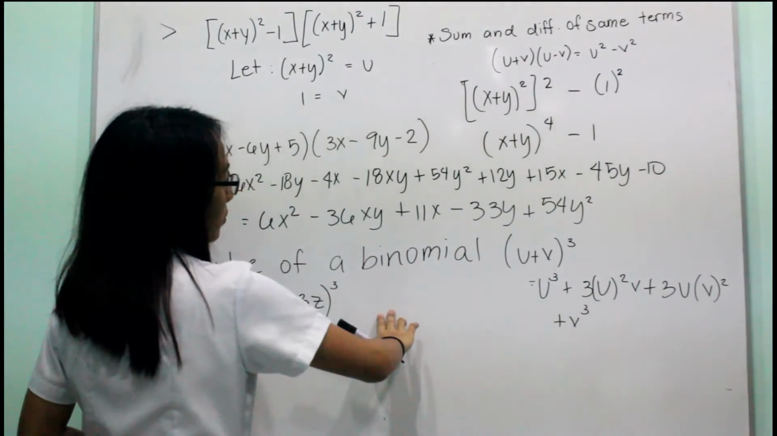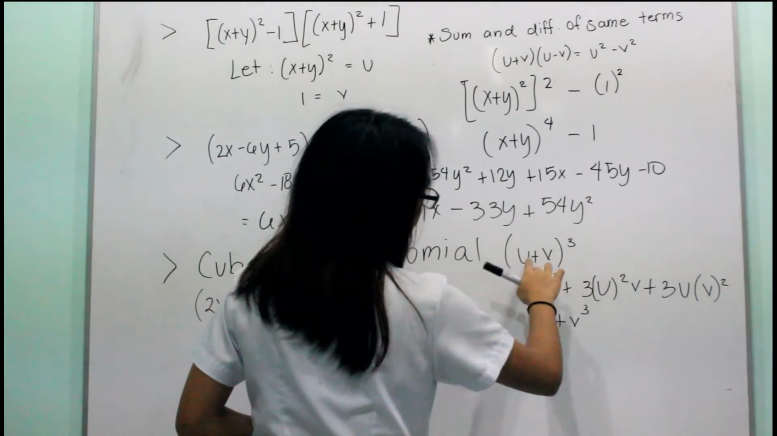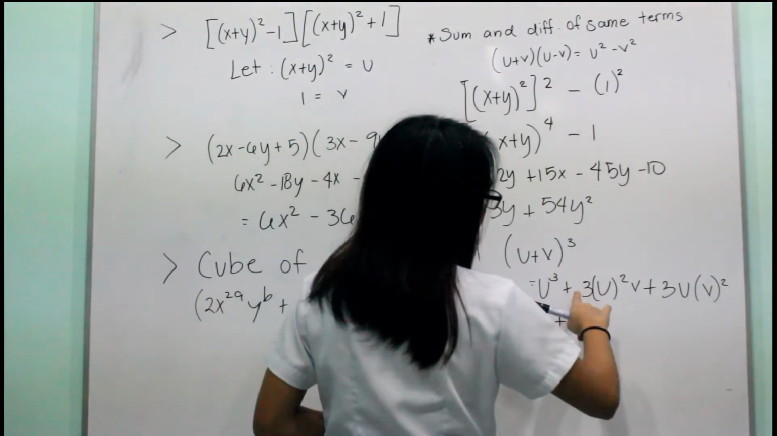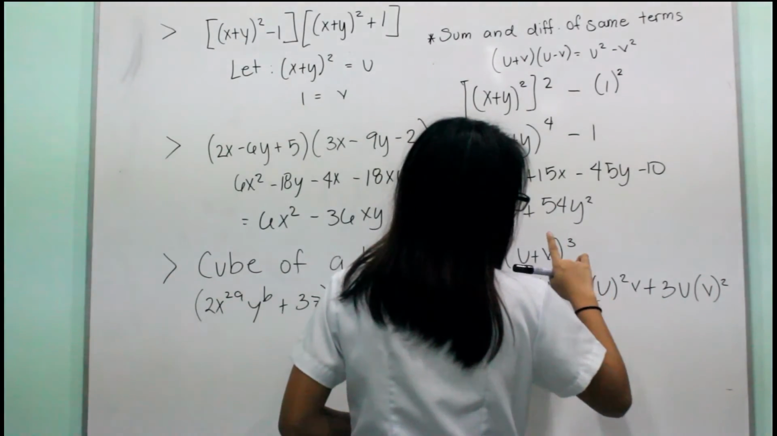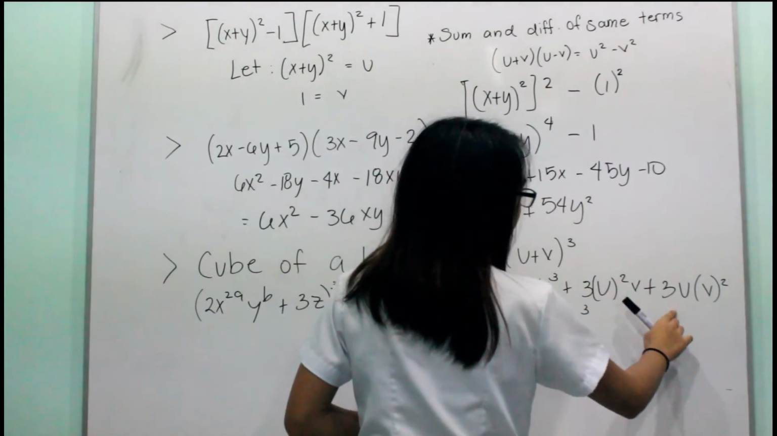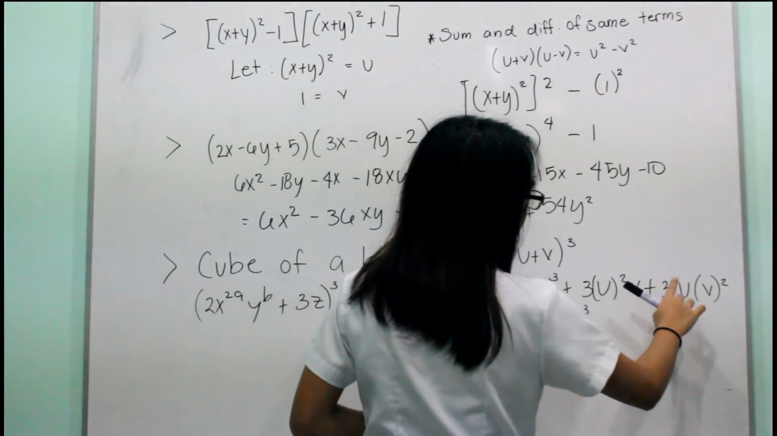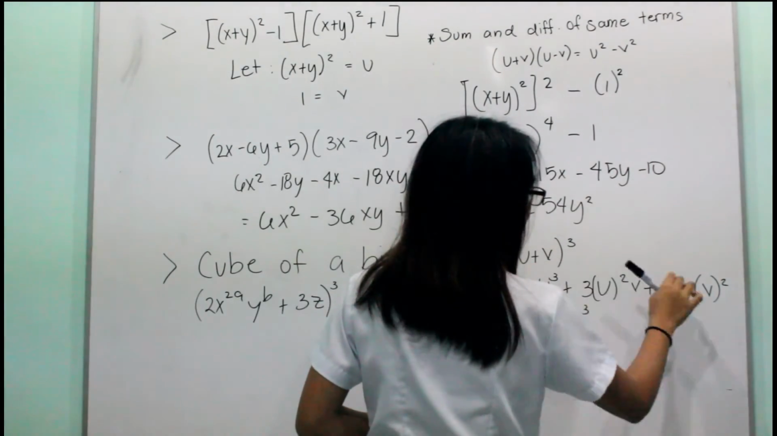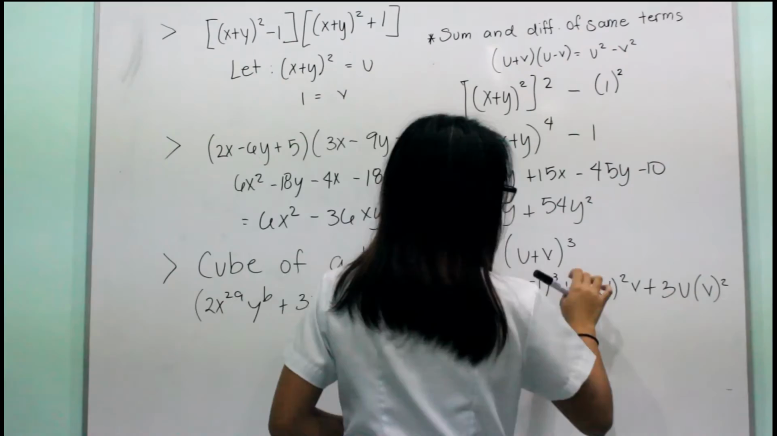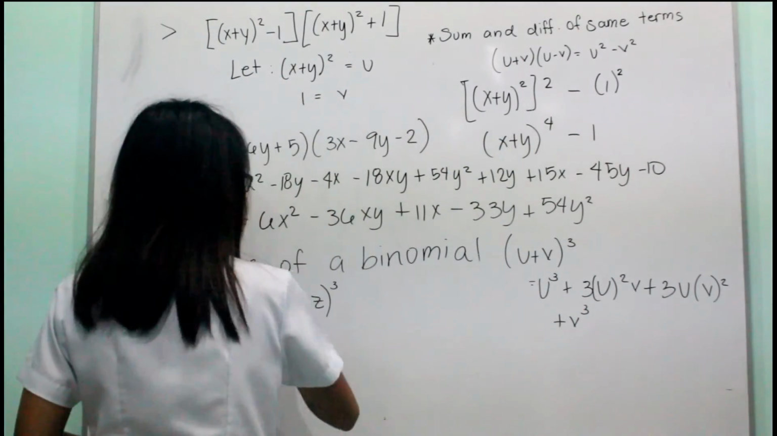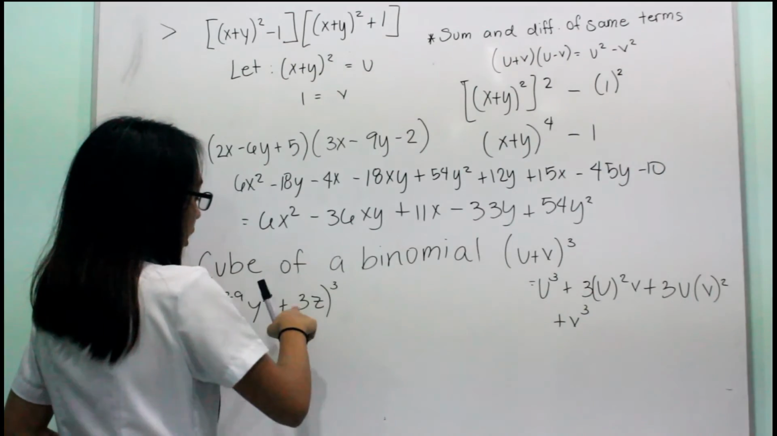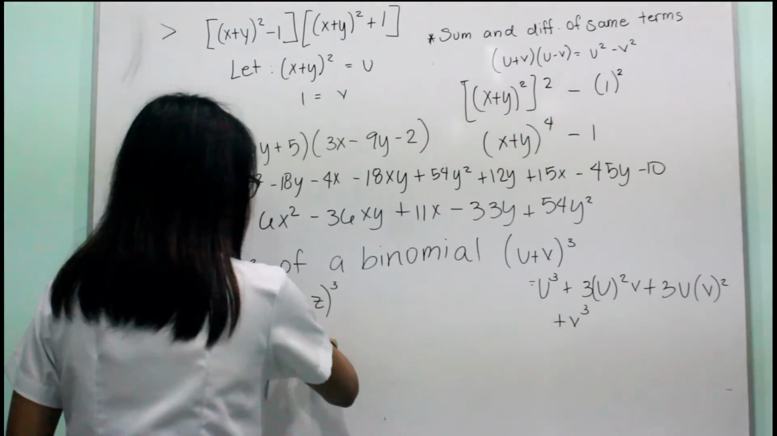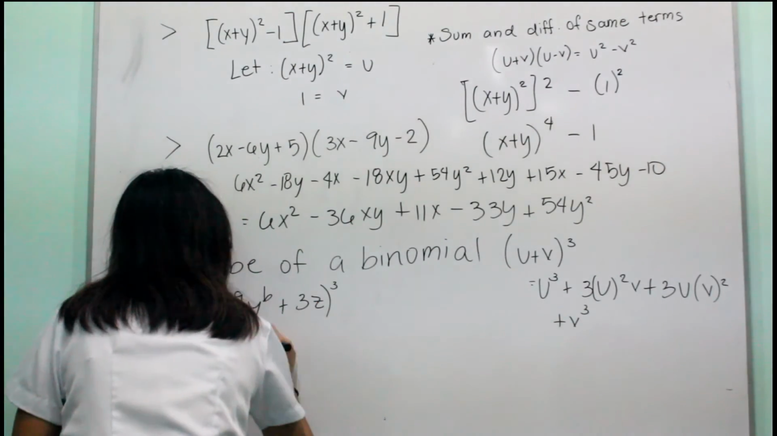In a cube of a polynomial, we would first cube the first term, then thrice the product of the square of the first term and the second term, plus thrice the product of the first term and the square of the second term, plus the cube of the second term. So our first term would be 2x raised to 2a, y raised to b, and our second term would be 3z.